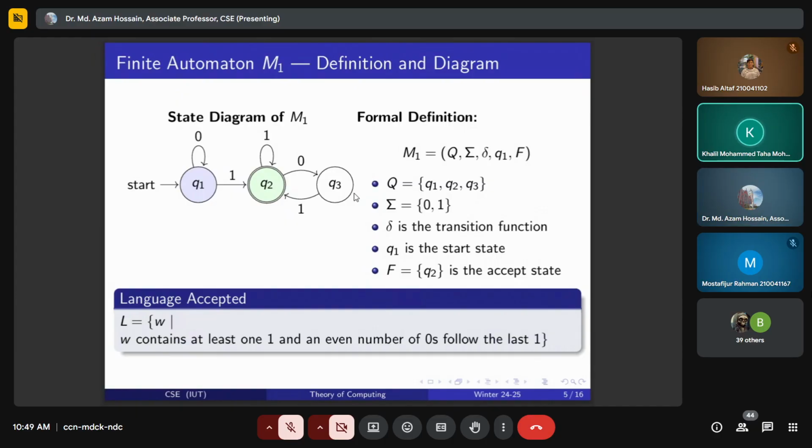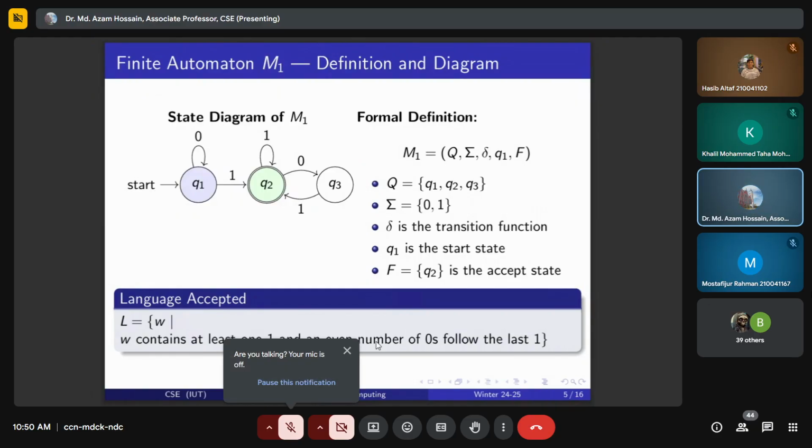I think, sir, no. Because we might have 1 0 and 1 1. Yes, right. Thank you. So it is not correct actually. The simple definition is W contains at least one 1 at the end, right? That's all. So I request you to correct this one. So this language accepts the strings that have at least one 1 at the end.